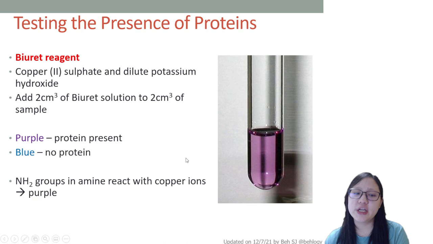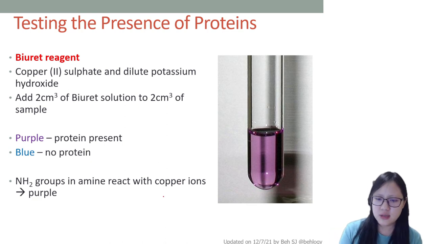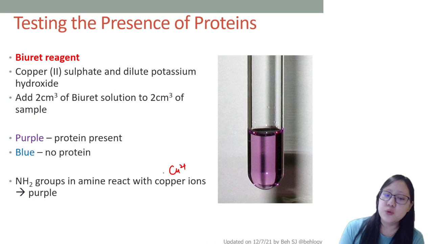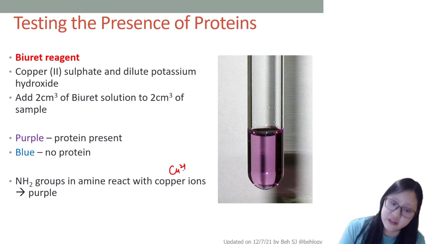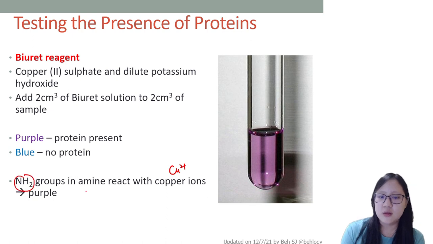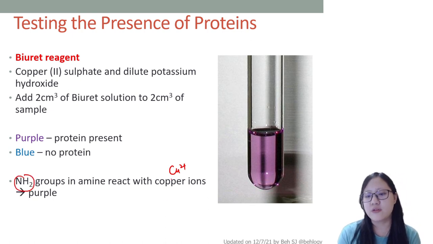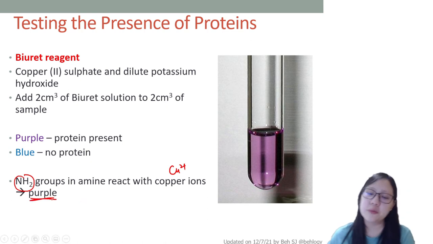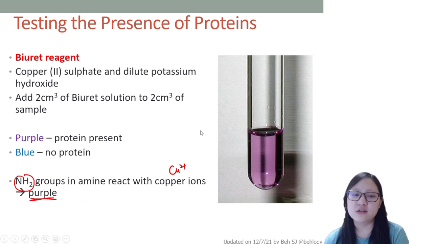Now, why does it change color like this? It's important to remember that copper ions, Cu²⁺, are blue. However, when the amine groups of amino acids react with copper ions, this forms a complex which is purple in color, so giving you the positive result for proteins.